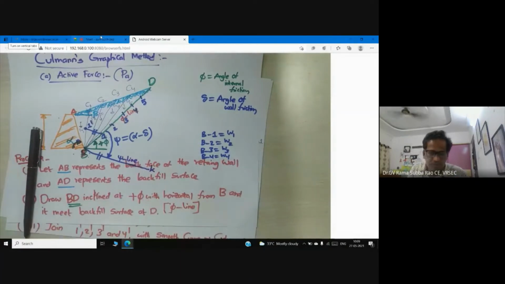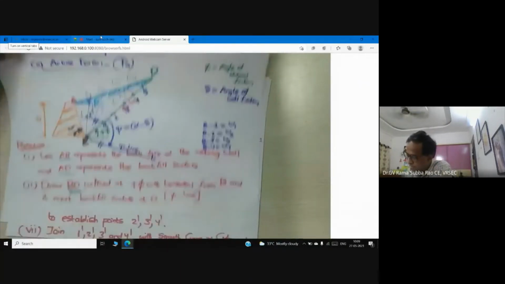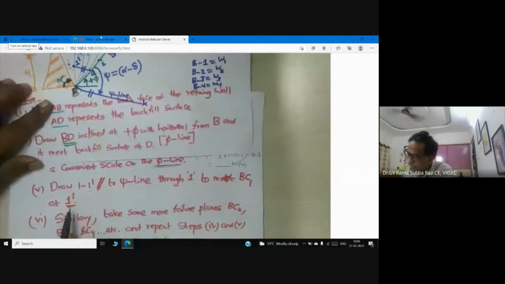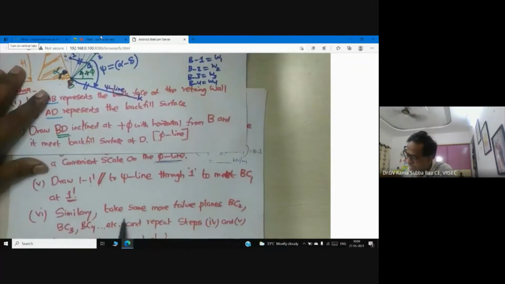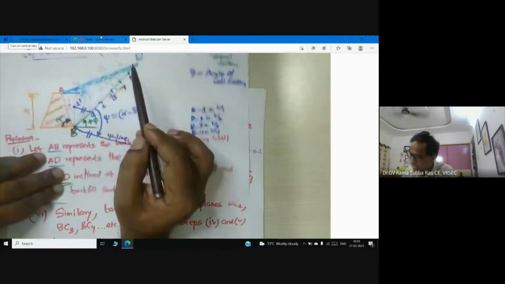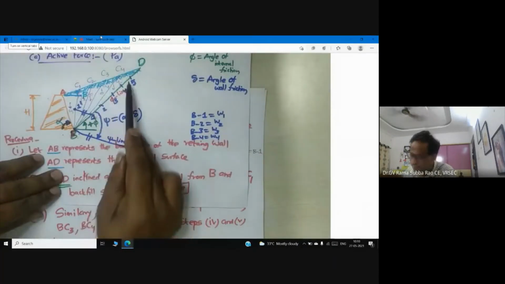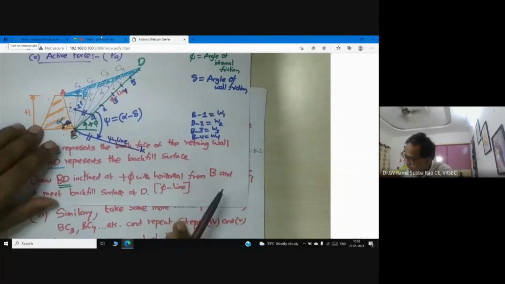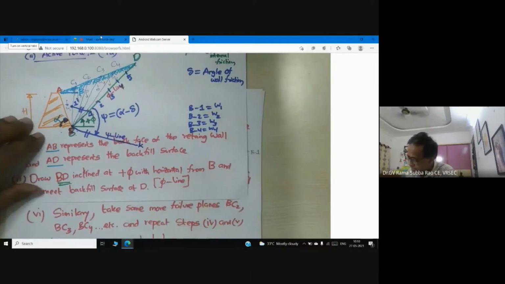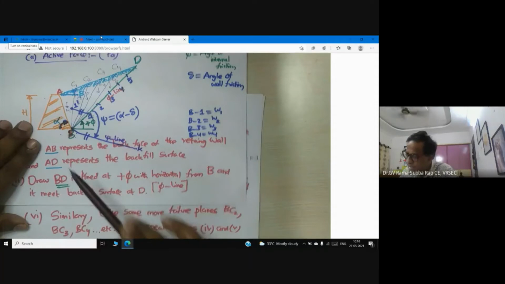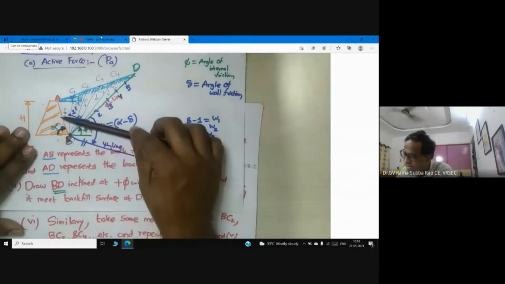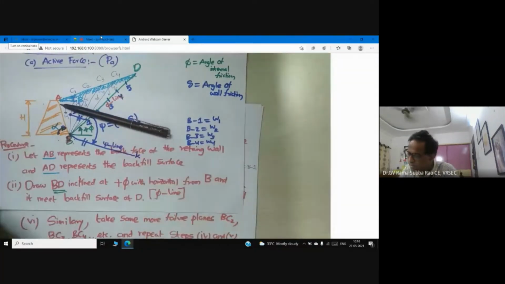Now what I have to do? Next step. So the next step is very clear. Similarly, take some more failure planes. Yes, I have considered some more failure planes, C2, C3, C4, and repeated the steps. Now I need to draw lines parallel to the side line. Can anyone tell me how to draw?